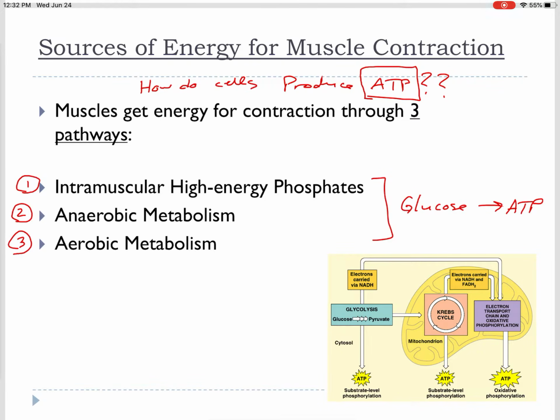This is part 2 of the chapter on fuel sources and energy metabolism. You may recall at the beginning of this chapter, we talked about the structure of skeletal muscle. We talked about how the myofilaments slide past each other to enable contraction, and those myofilaments were actin and myosin.